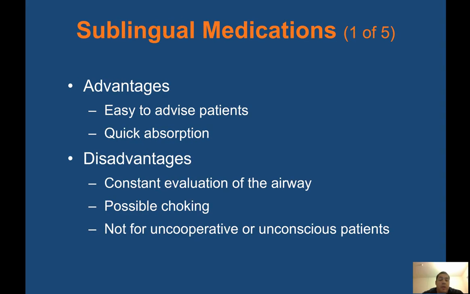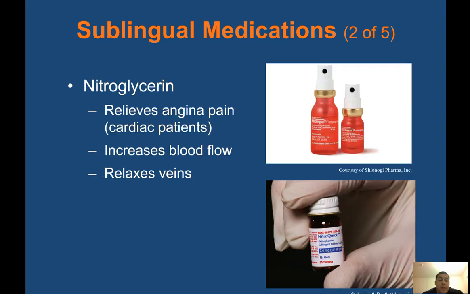Sublingual medications. Advantages: easy to advise patients, quick absorption. Disadvantages: constant evaluation of the airway, possible choking, not for uncooperative or unconscious patients. So which medication do you guys think we give sublingually? So nitroglycerin is a sublingual medication. Nitroglycerin relieves angina pain for cardiac patients, increases blood flow, relaxes veins.